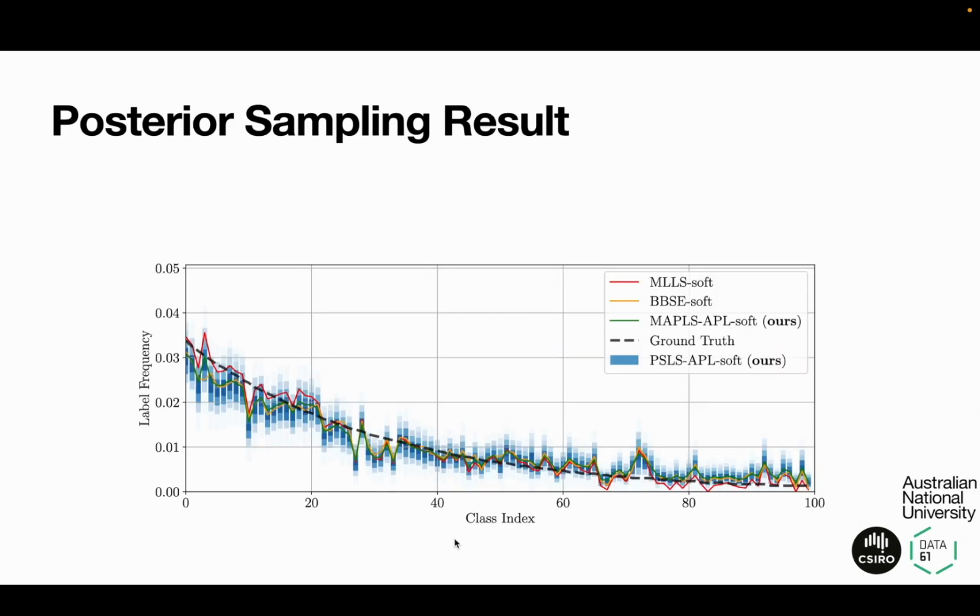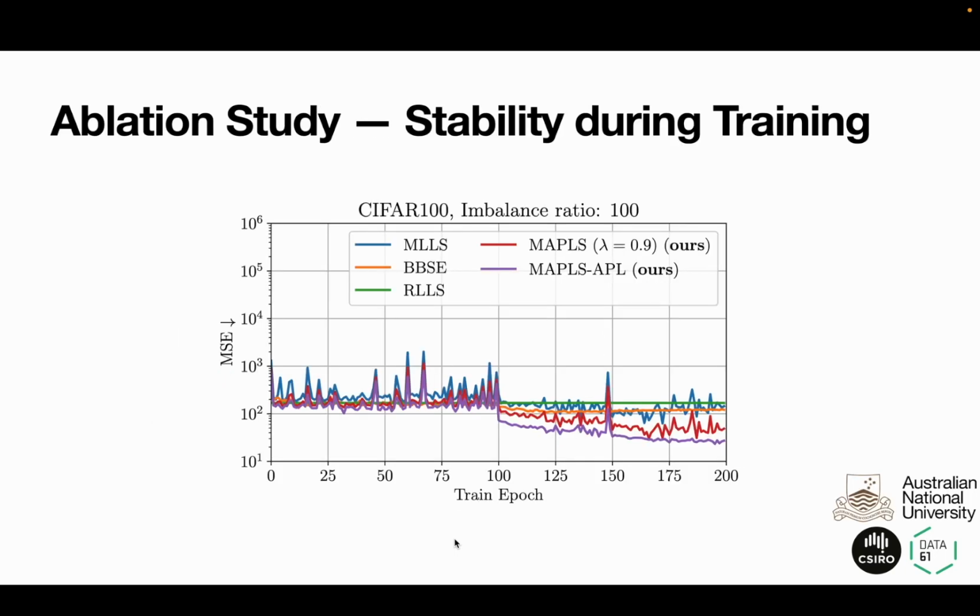We also provide an illustration of our posterior sampling model. We plot the histogram of the IID samples of the posterior of the target label distribution pi. Our posterior sampling model is valuable, especially when uncertainty of the label shift estimation result is important. In the ablation study, we report the label shift estimation performance of our model during the training of a source domain classifier. As shown in the figure, our MapLS APL model consistently outperformed previous models during the training of the classifier.